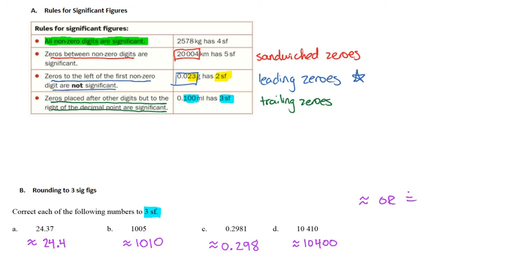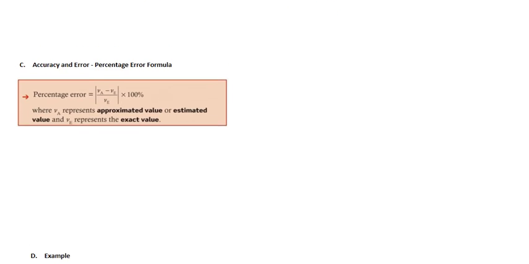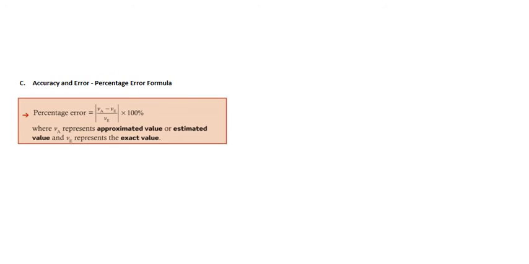So those are some examples of rounding to 3 sig figs, and that's really important for all assessments that you're able to do that accurately. So the next major concept for this lesson is what we call accuracy and error. So there's a formula that allows us to calculate something called percentage error, which is basically comparing an estimate or an approximate value with an exact value.